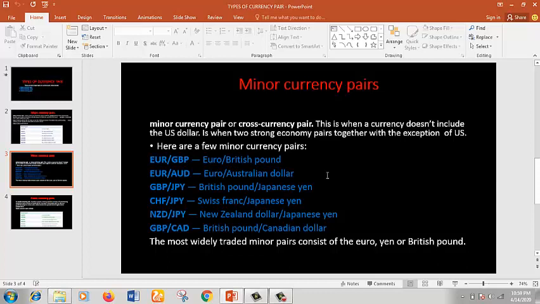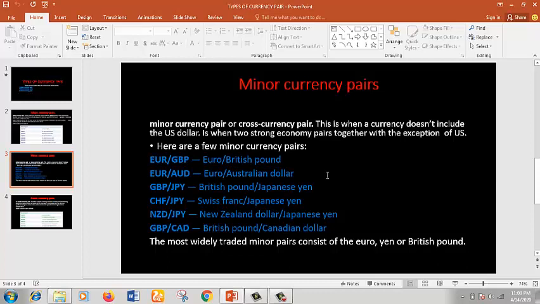The most widely traded minor pair consists of the euro. The euro is a continent comprising of eurozone. We have the yen, which is a major currency in Asia, then also the British pounds. So you can pair any of these with any other strong economy to give you what we call the minor currency. Mind you, the minor currency pair is also called a cross currency pair, and the spread of this currency pair is high, though not as high as that of exotic, which we will look at quickly, but in some cases higher than the major currency pair.